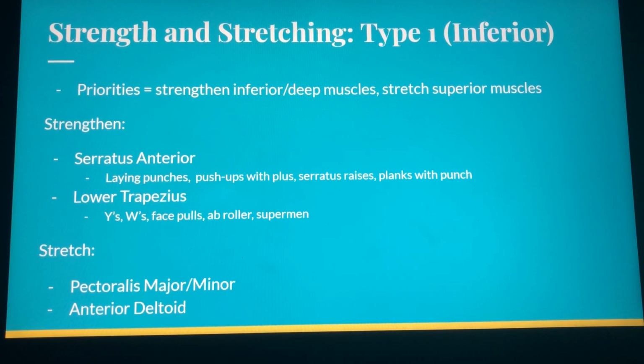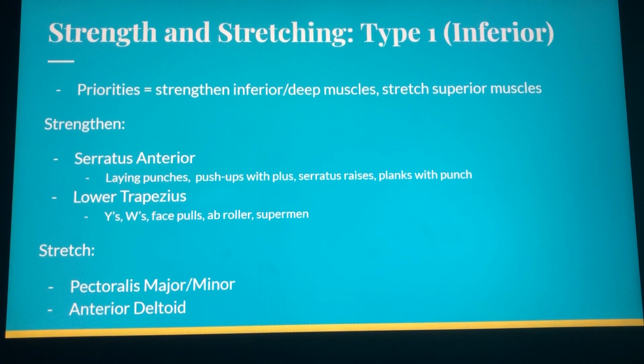So laying punches, push-ups with a plus, serratus raises, which use a band and you put it on either side of your hand and just do flexion with both shoulders and keeping your back against the wall. And then plank punches, where you're in plank form and you punch straight out in front of your head. There's multiple other ones, but they basically all do the same thing with slight variations.